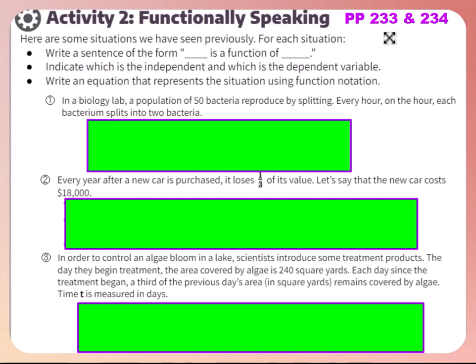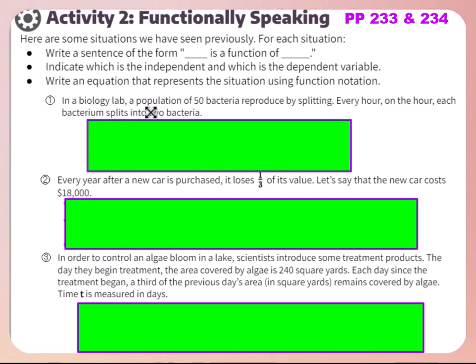All right, on pages 233 and 234, we have activity 2, functionally speaking. Here are some situations we have seen previously. For each situation, write a sentence in the form of blank is a function of blank. Indicate which is the independent and which is the dependent. Independent is going to be your x, and dependent is your y. Then write an equation that represents the situation using function notation.